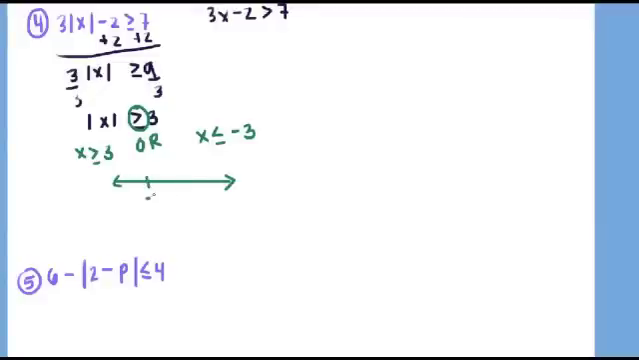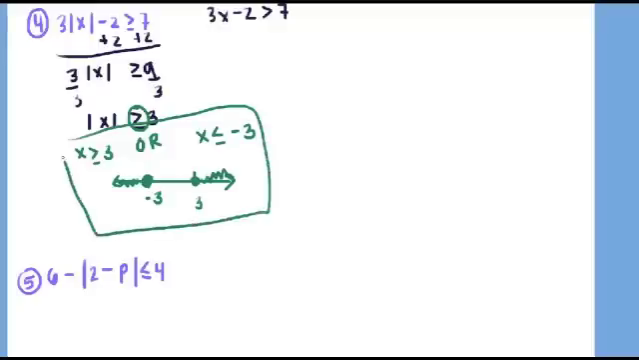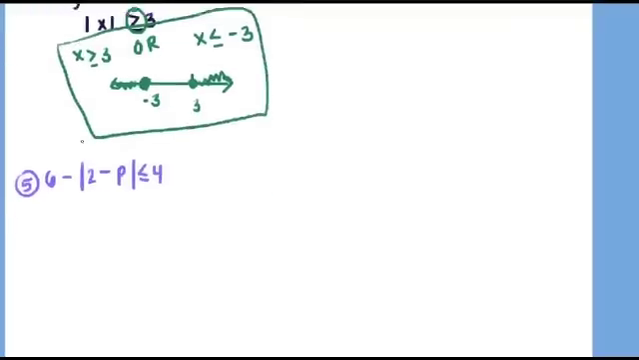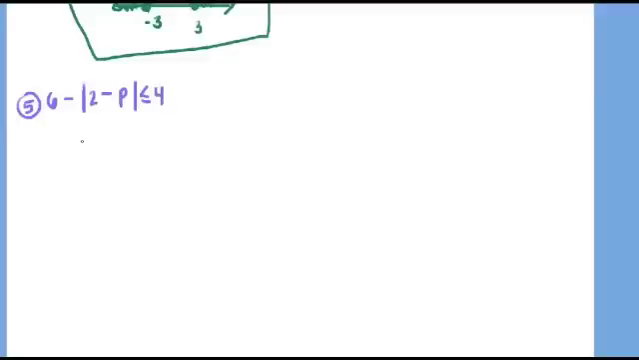And so I have -3, I have +3. They have the lines underneath, so they're going to be closed circles. It's an or problem, so they get shaded away. And so the final answer for this would look like this. Here, here, and then here. Okay. All right. So let's go to number 5, last one.